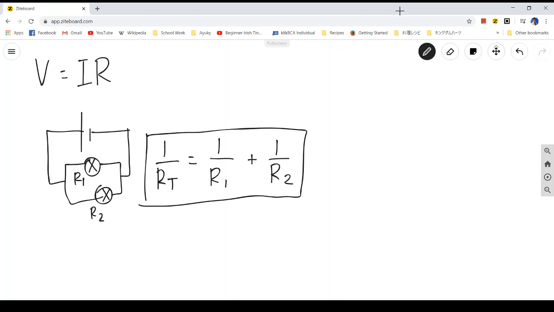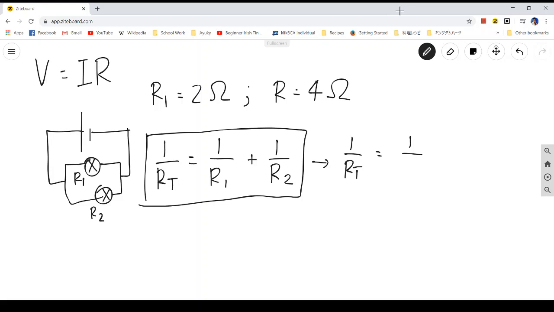Okay, so let's say that R1 equals 2 ohms and R2 equals 4 ohms. Now, how do we find the equivalent resistance? Okay, we just have to substitute these values into the symbols. So we've got 1 over RT equals 1 over 2 because R1, the first resistance, has a value of 2 ohms, plus 1 over 4 because the second resistor has a value of 4 ohms. Okay, so this one should be R2 right here. I forgot to put the index.